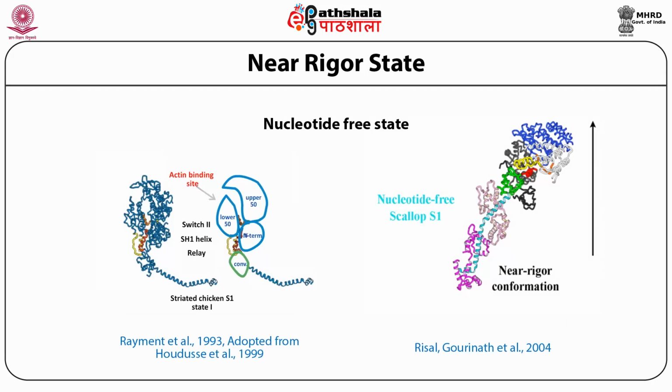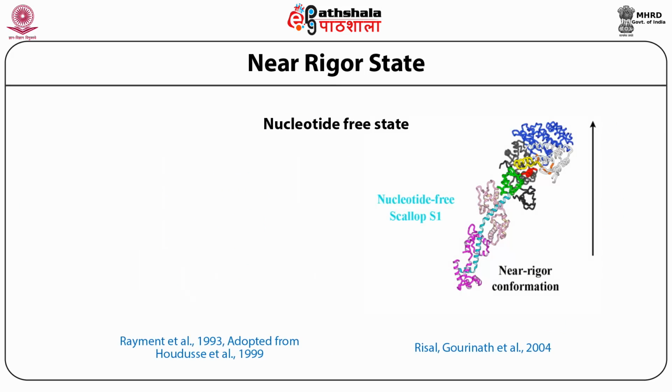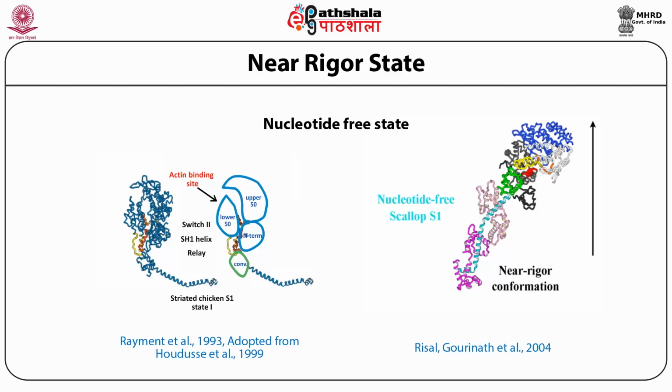Here I am showing you the myosin structure in the no nucleotide state. The no nucleotide state is expected to be a rigor-like state. But the structures showed the opening of the actin binding site, so it is called a near-rigor state. The first structure was reported by Rayment et al. in 1993 from the striated chicken myosin S1. Later, a near-rigor conformation structure was reported from the scallop S1. The scallop S1 was considered more functional compared to the chicken striated S1.